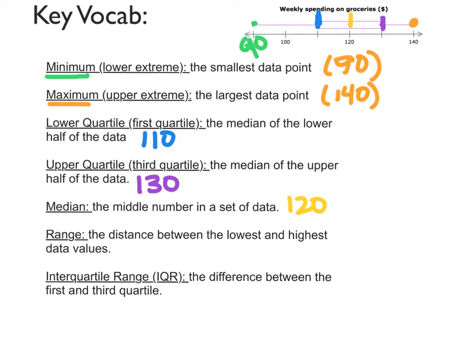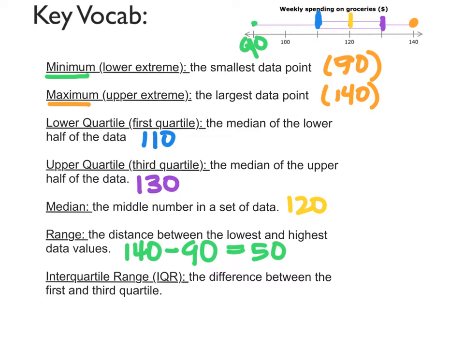Okay, the range, that's the distance between the lowest and the highest data values. So my lowest is 90, my highest is 140, so to find the range, I'm going to do 140 minus 90, so that is how much space is between the highest and the lowest. And that ends up equaling 50. So that means there's a range of 50 from the least amount I spend on groceries to the highest amount.